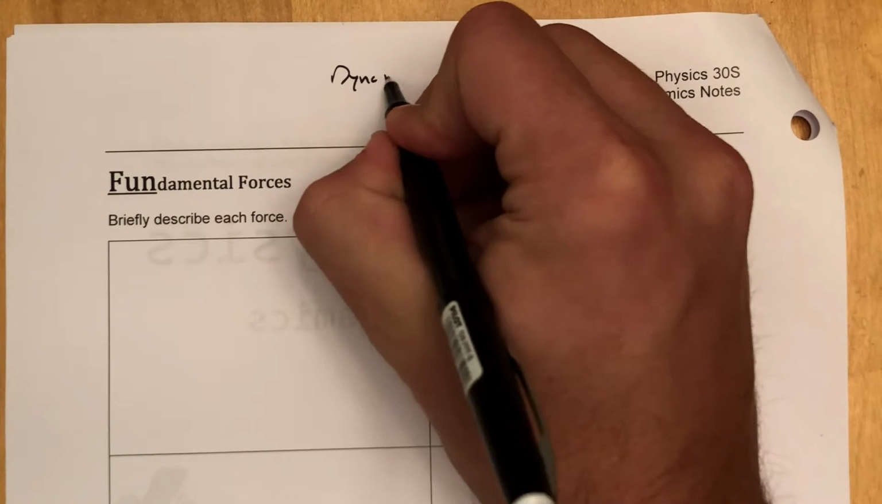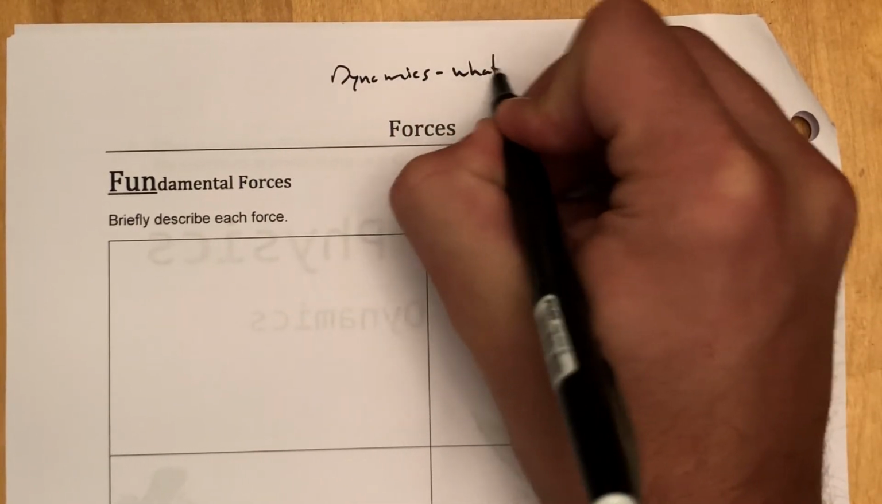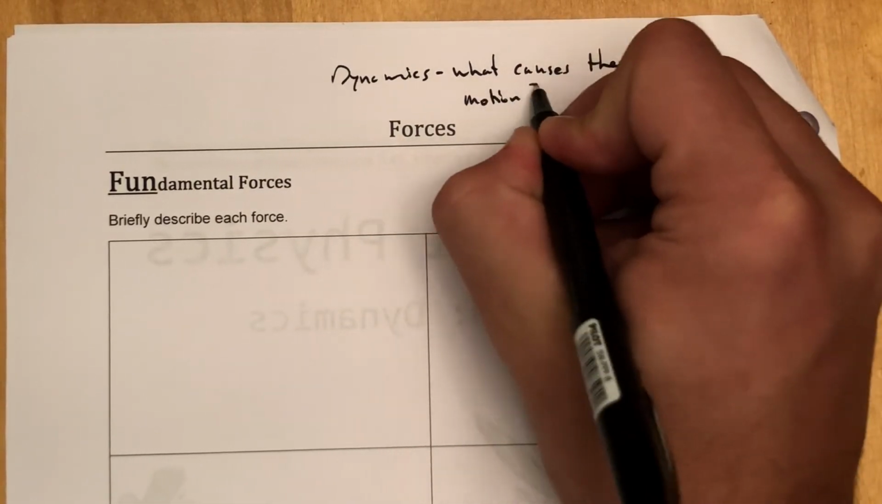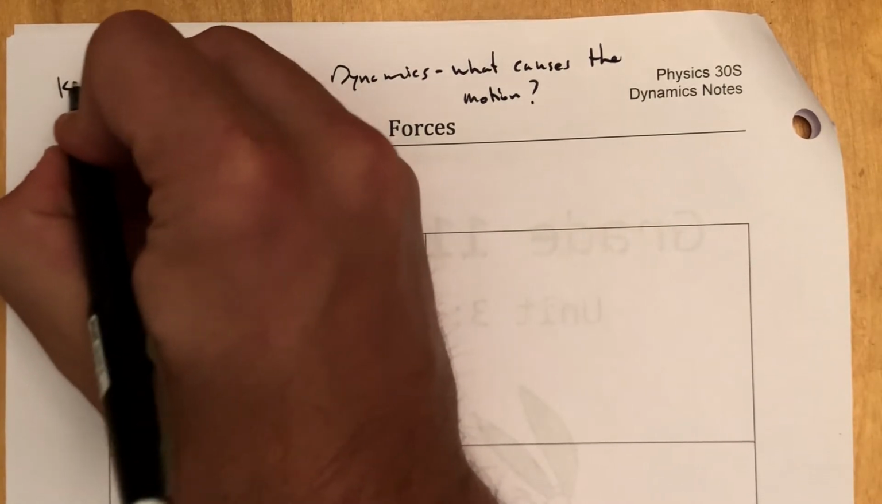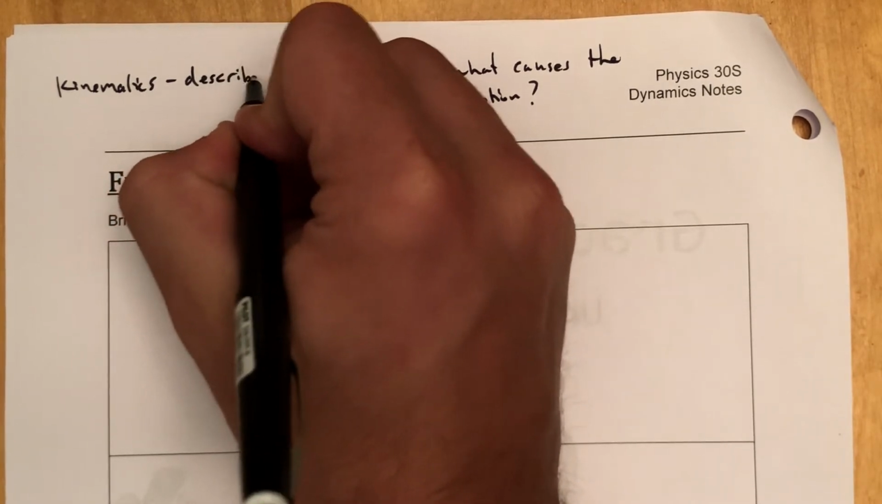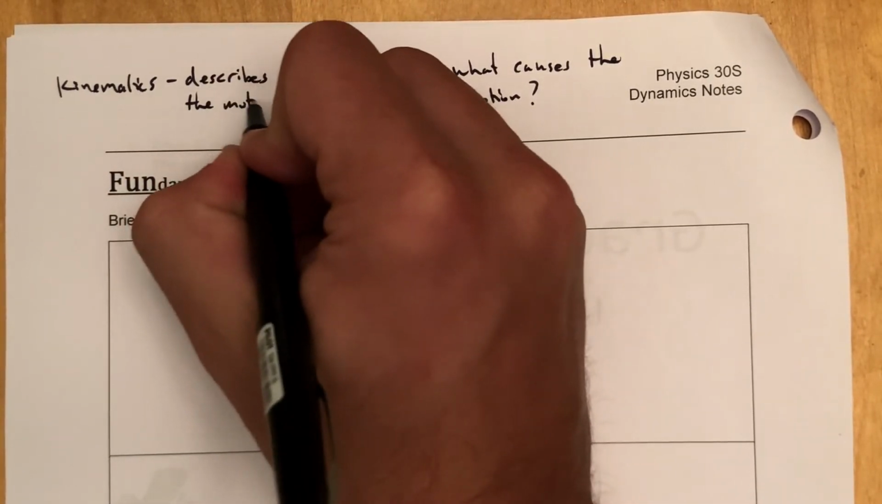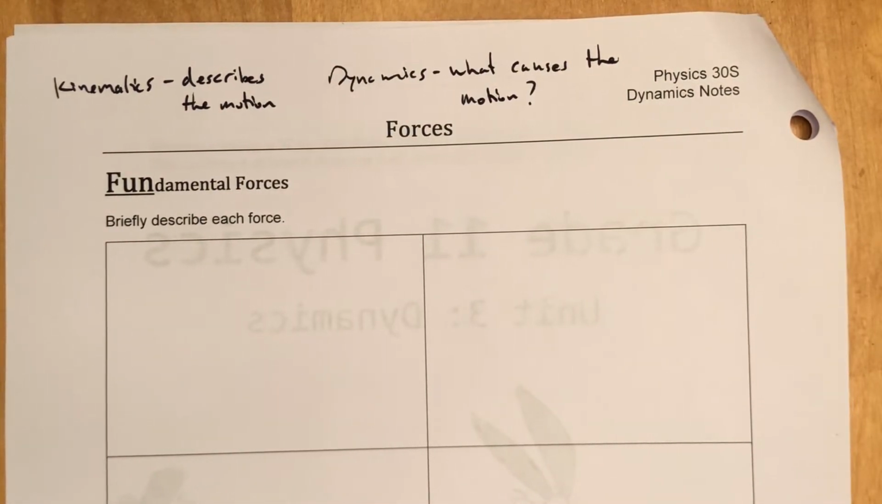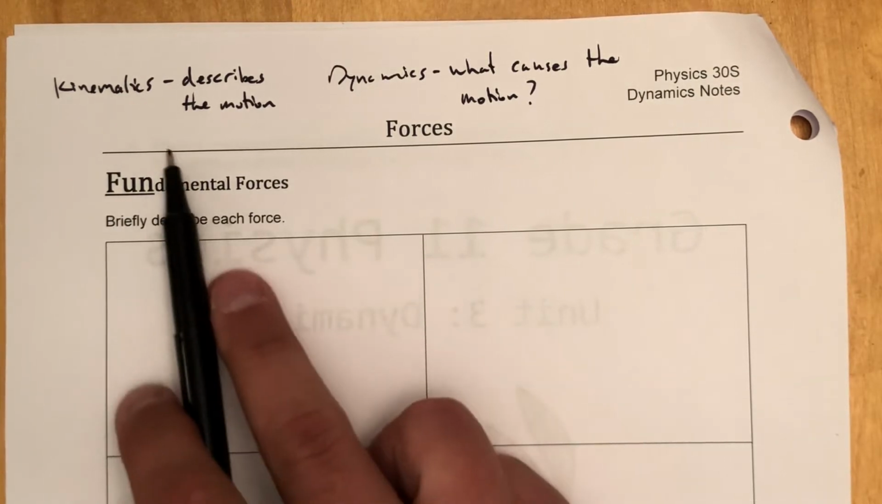Dynamics is really what causes motion, while kinematics, which we just finished looking at, describes the motion. So when we had the different objects moving up a hill, down a hill, a ball getting thrown in the air, how long does it take to get to the top, how high is it when it's actually at the top, how long is it in the air in total, all describing motion within kinematics.